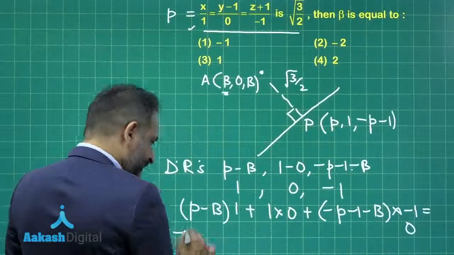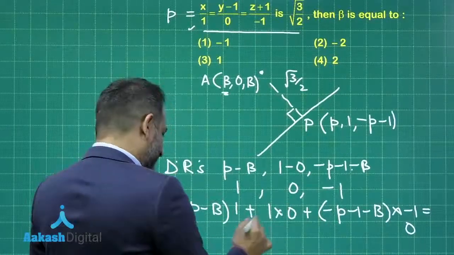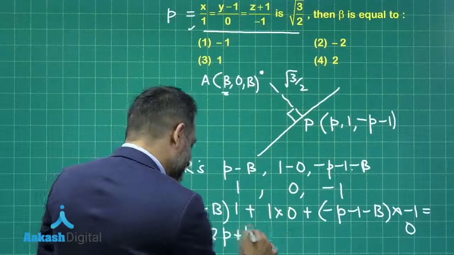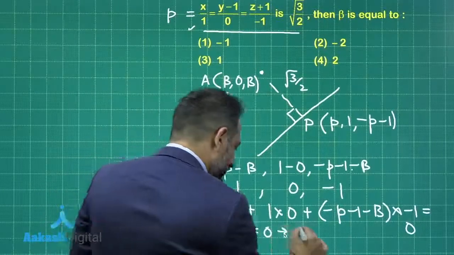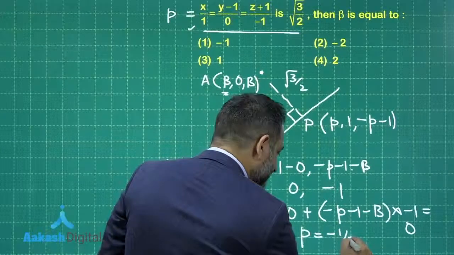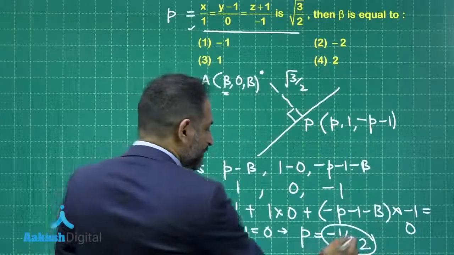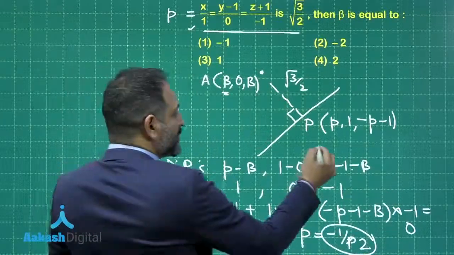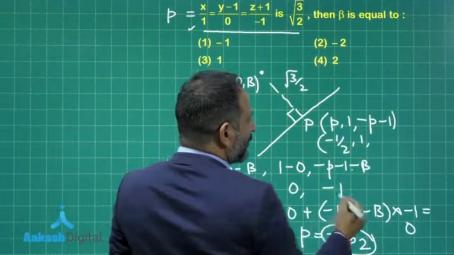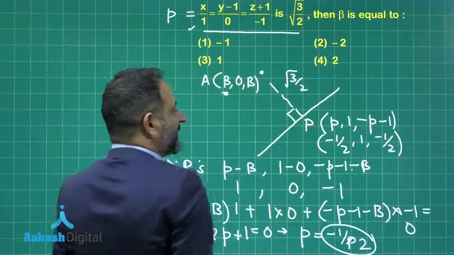Now, from here the beta will cancel out, as you know, and we get 2P plus 1 is equal to 0. So, from here we can calculate the value of P. So, definitely the value of P from here is minus 1 by 2. So, now this point is known to us, it is (minus 1 by 2, 1, minus 1 by 2). Now, P is known to us.